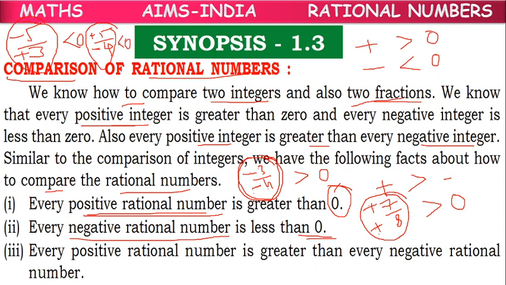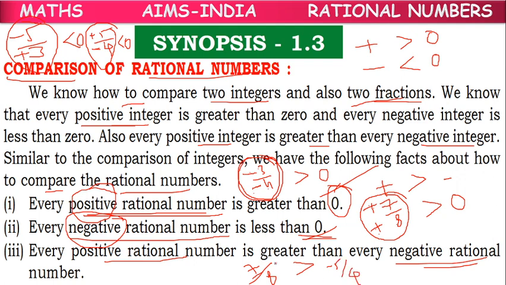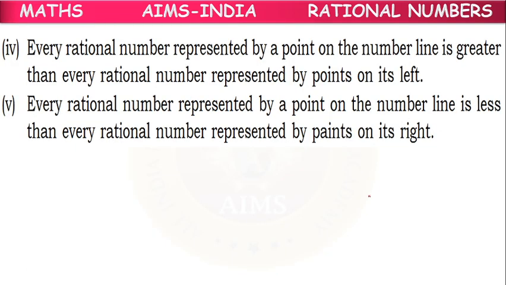So while comparing rational numbers, the rule is, every positive rational number is greater than 0. Every negative rational number is less than 0. And one more thing, every positive rational number like 7 by 8 is greater than every negative rational number like minus 5 by 4. So positive rational number is greater than negative rational number. So these rules we have to keep in mind. Two more points are there.